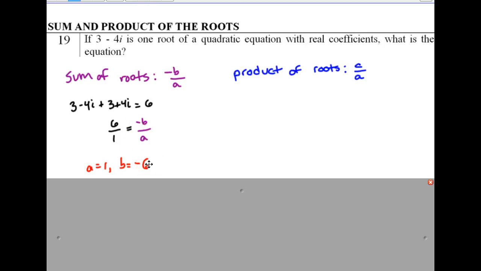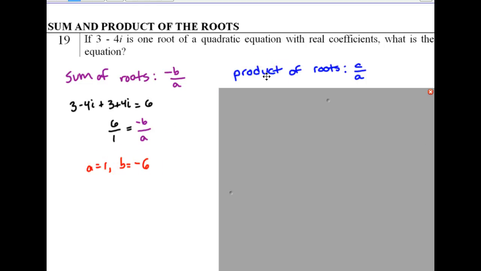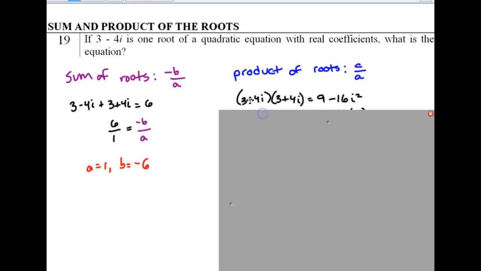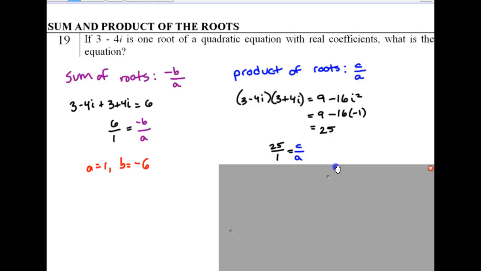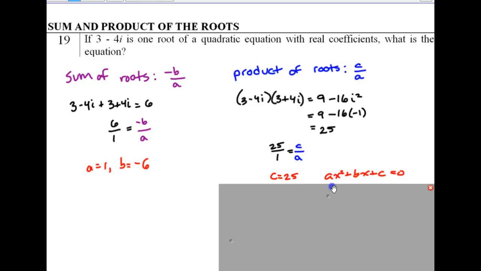We have 2/3 of the things we wanted to find. We wanted to find what a, b, and c are. Let's use the product of the roots formula to find out what c is. Now, for product of the roots, you need to multiply those two conjugates. When you multiply them, you get 9 minus 16i squared. Do you remember what i squared is? It's negative 1. So that makes 9 plus 16, or 25. Now that means 25 over 1 equals c over a. And now we've got it that c is equal to 25.